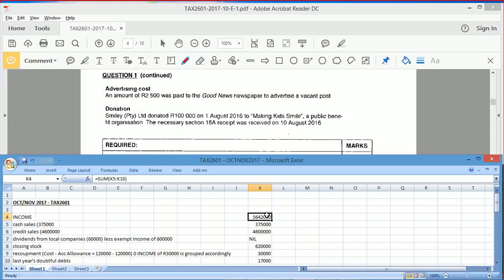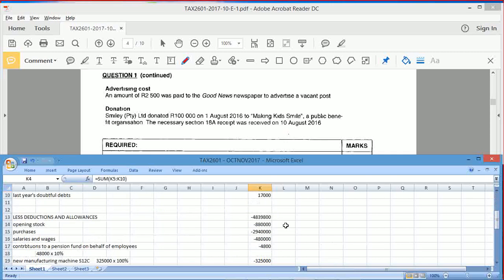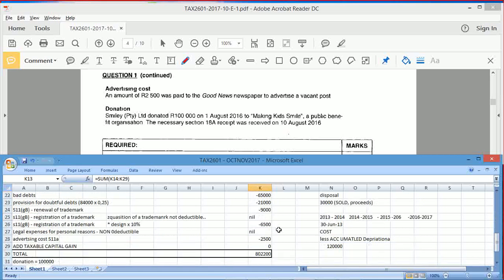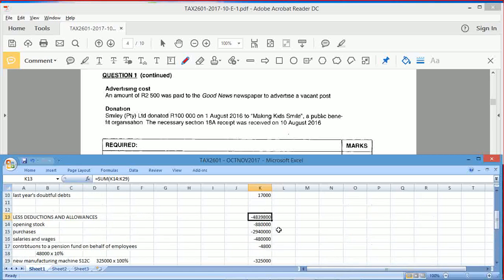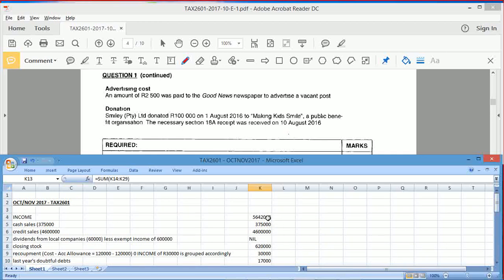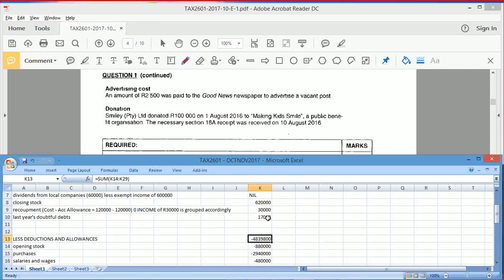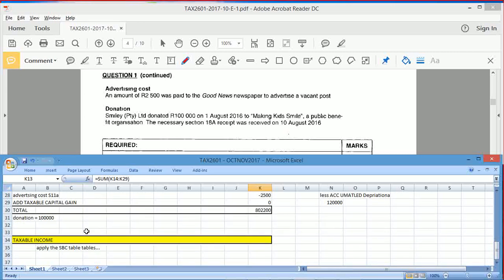Right, let me see, did I get the correct? 564 minus that. Should be right. 802. Do you get the same answer? 5.6 million minus 4.8. Yeah, should be right. Great. Okay, and then you've got a donation. Donation limited to 802, which is 80,220. Does that make sense?